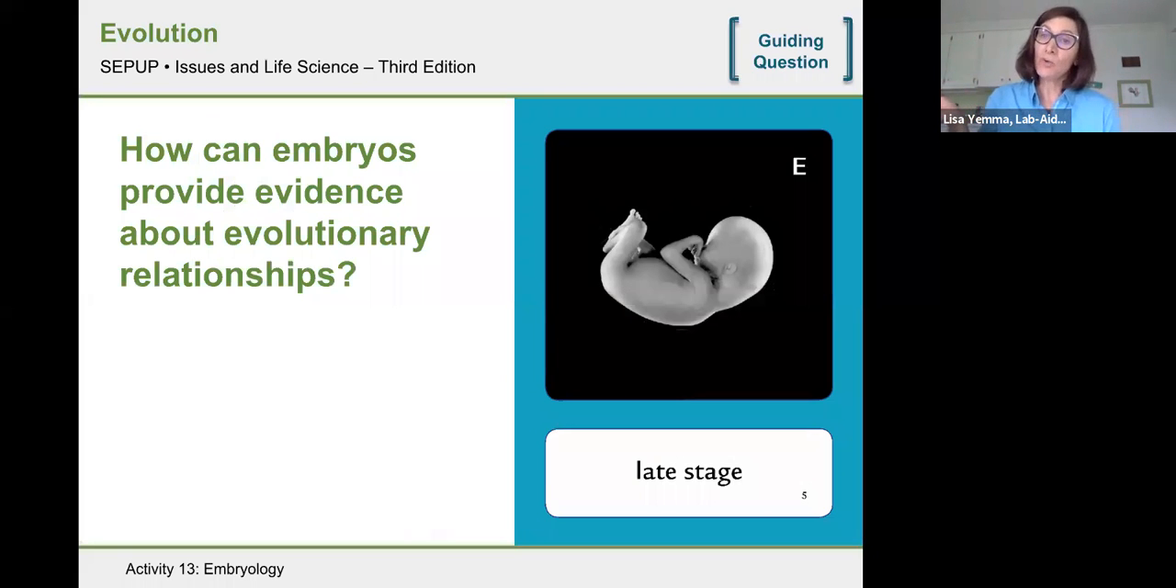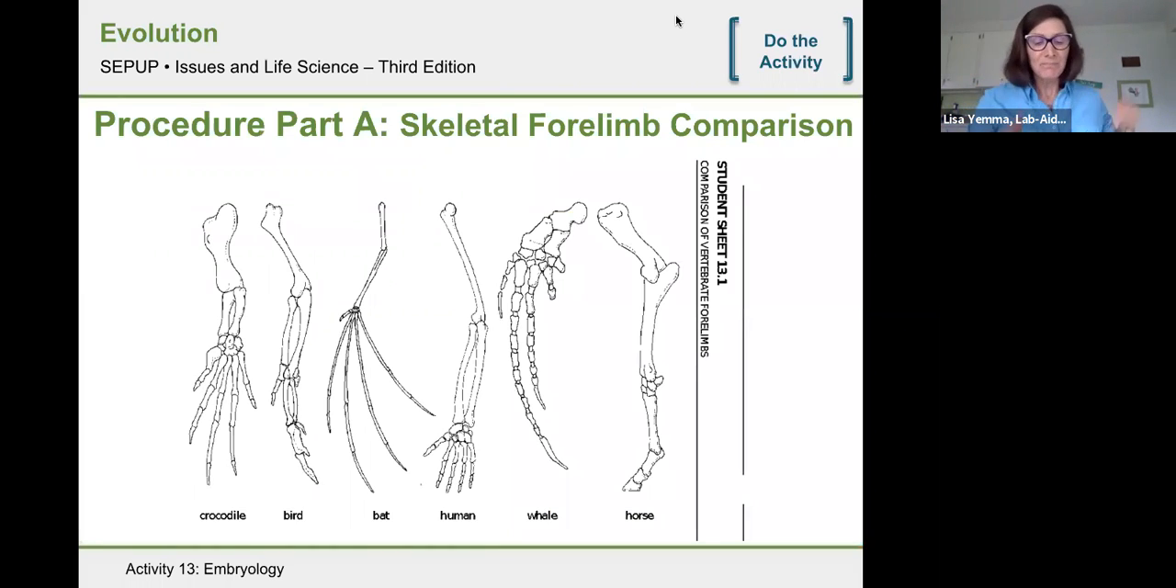Our goal today, our guiding question: each activity after the introduction has a guiding question to support students in what am I supposed to make sense of today? How can embryos provide evidence about evolutionary relationships? Great. The first activity, procedure part A, we're not going to do. I'll show you, but we'll skip over this so we can get to part B.